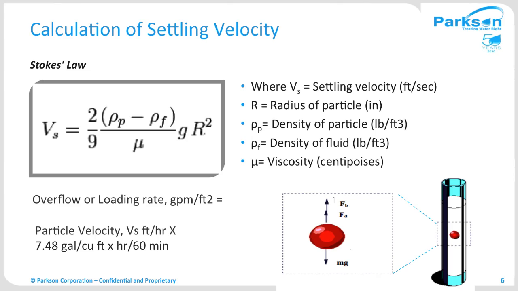We can actually calculate the settling velocity theoretically using Stokes Law. Stokes Law says that the settling velocity is directly proportional to the square of the radius of the particle, and also the difference between the densities of the fluid and the particle, and inversely proportional to the viscosity of the liquid. But this law assumes that the particles are spherical and they are in the free settling zone.